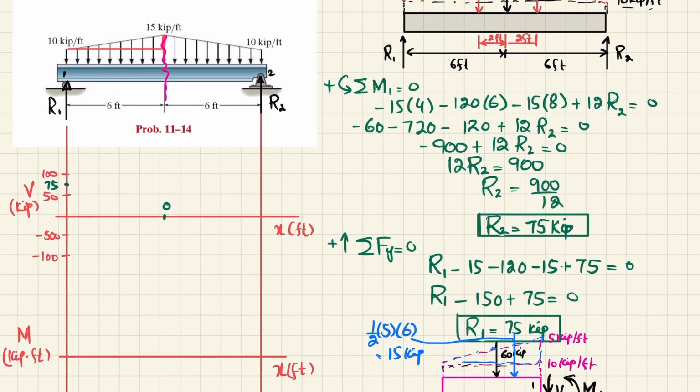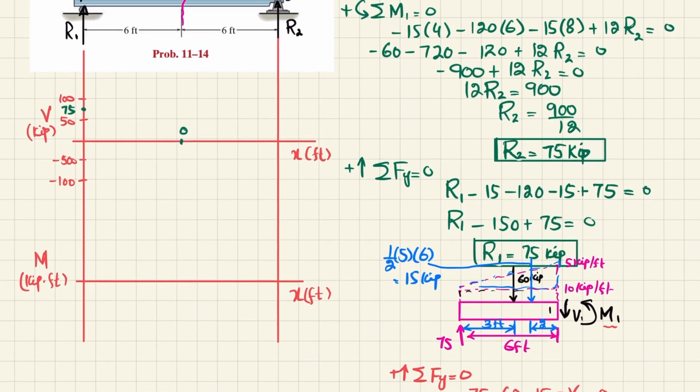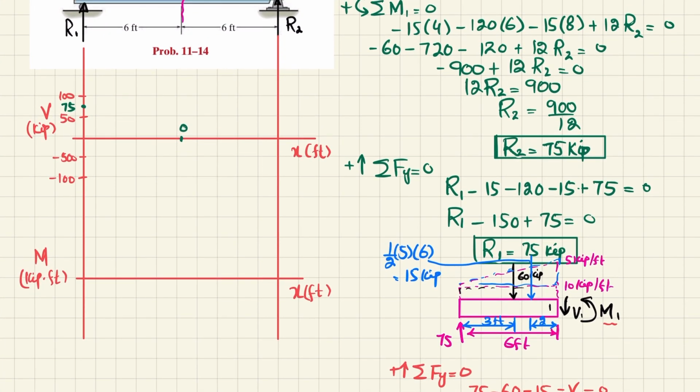And you can see that this load is uniformly increasing. So the shear force will be one degree higher, and it will be 2nd degree. And since this load is downward, you can see this load is downward. So the shear force will be a 2nd degree curve and it will be decreasing.